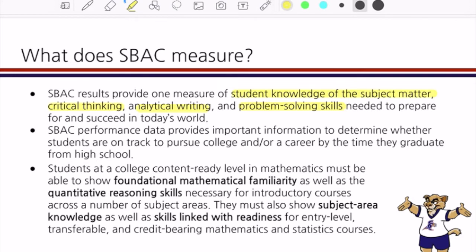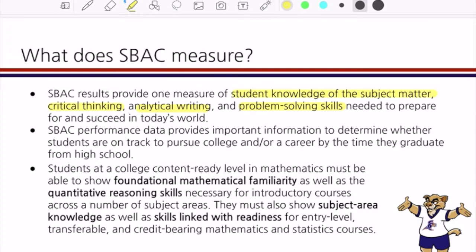One of the goals for the Smarter Balanced math test is that it collects information about how you are doing in these areas on this particular day at this particular time. Your score on the test serves as an indicator of whether or not you're on track to pursue college and/or career by the time you graduate from high school. So colleges are using your results on this test to help determine whether or not you're ready for college level coursework. And that's what this last bullet covers.